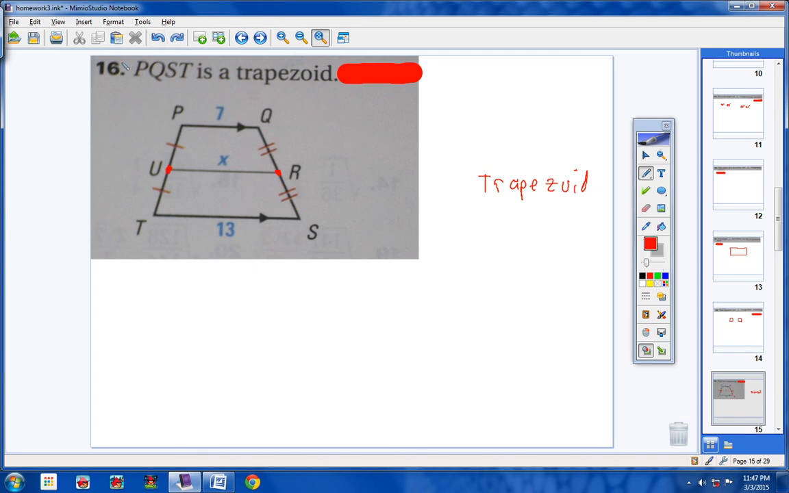Now, why did I point that out to you? We learned that this segment right here that connects the midpoints of the two sides of the legs is called a mid-segment. This segment here that connects the two midpoints is called a mid-segment, and we learned that the mid-segment is half as big as the sum of your bases. So one base has a length of 7, the other base has a length of 13. Add those two together, and then divide by 2, and you'll get 10. Okay? So that's what we've learned so far this year about trapezoids. Or one of the things we've learned so far. Okay? All right, moving on to number 17.